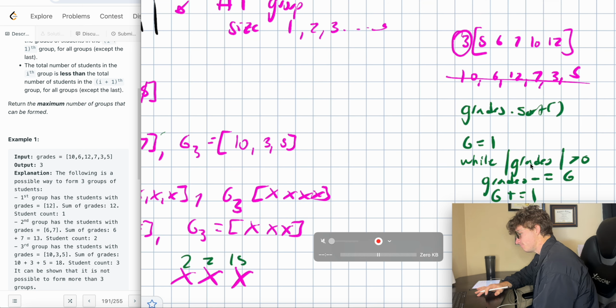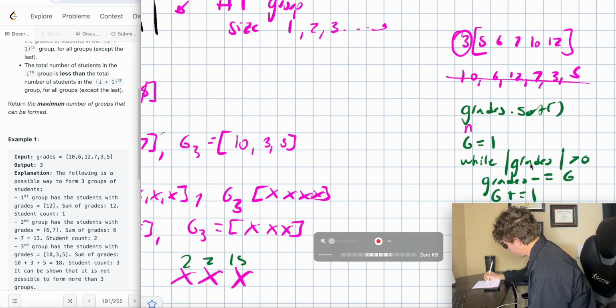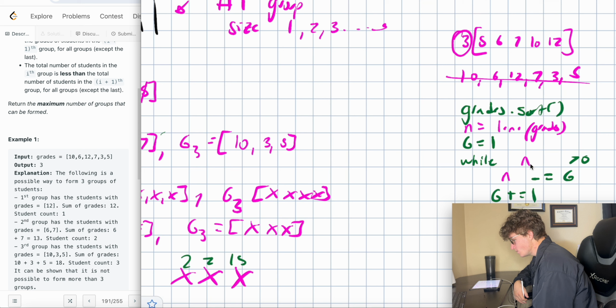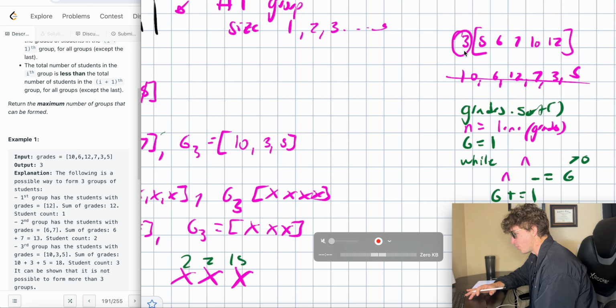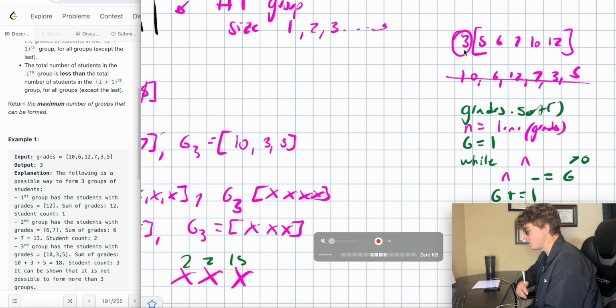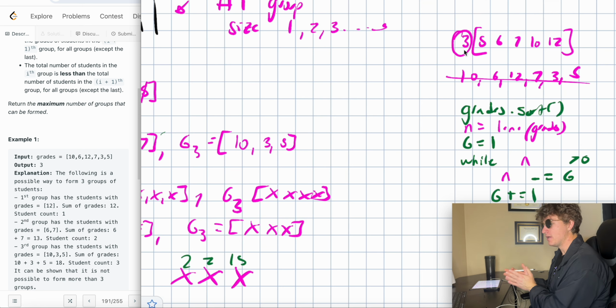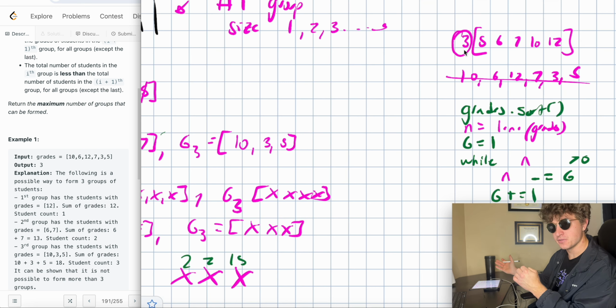So we'll call n equals length of grades, just to keep track of the number of people that there are. And then here we'll put n, and we'll do n minus equal G, right? So we'll subtract out one person. That'll be this first group of 3, right? And then since we've already sorted it, we can be confident that each subsequent group, if it's longer, will have greater elements, right?